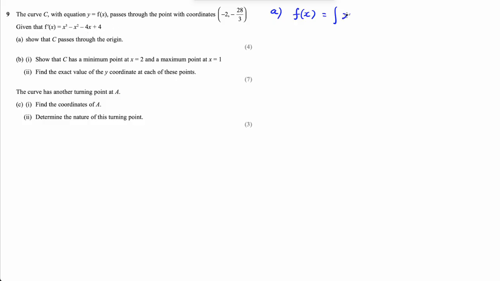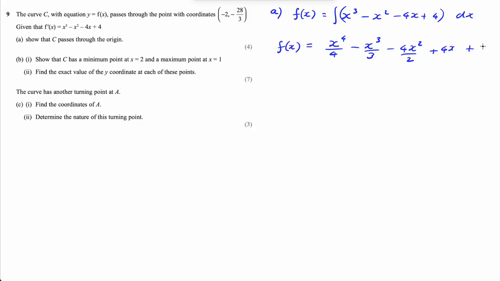So the integral of x cubed minus x squared minus 4x plus 4 dx, like this. This will give me x to the 4 over 4, add 1 to the power, divide by the new power, minus x cubed over 3, minus 4x squared over 2, plus 4x. This just becomes 4x. And then finally, guys, very importantly, don't forget plus c.